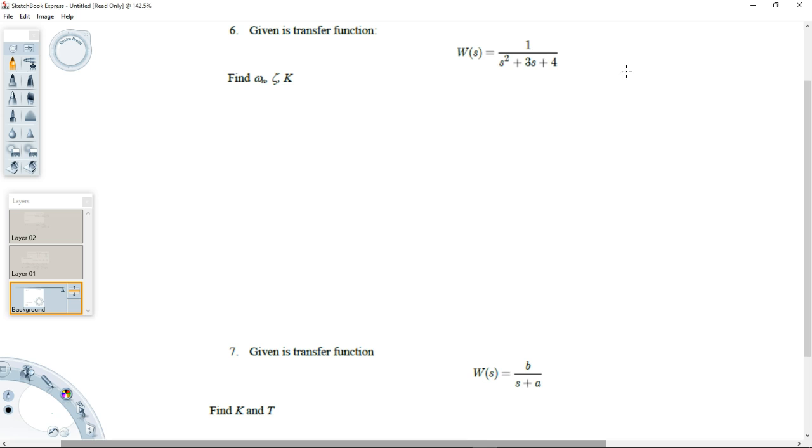So this one is a good one in that this is a second order transfer function. And what they're asking you to do is find the undamped natural frequency from this transfer function, as well as the critical damping ratio and then the gain. So you know that there's a gain here, so the overall system that you're trying to model would look something like this.